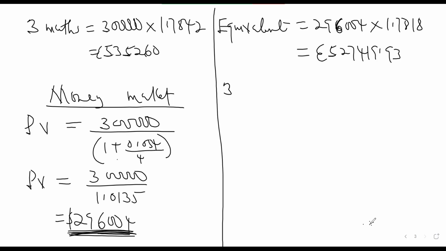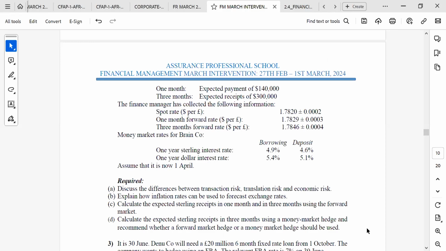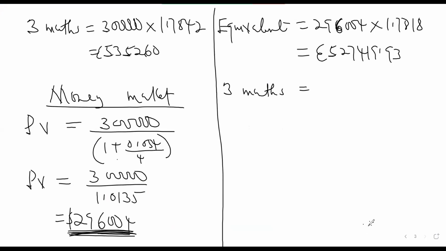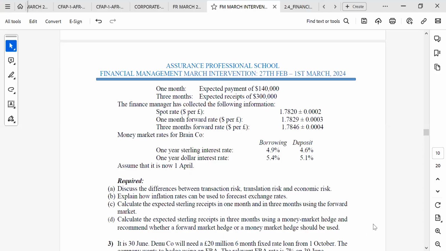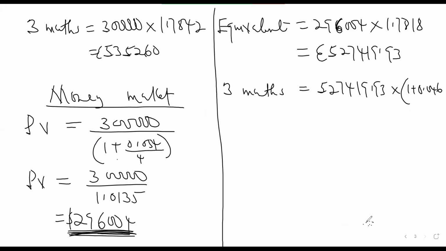So the company will now put this amount on a deposit for 3 months in the local currency. So let's go to the deposit rate for the sterling. That will be 4.6. So the deposit rate is 4.6 for the sterling. So they will deposit the amount for 3 months. So that will be 527,419.93 multiplied by 1 plus, let me look at the deposit rate, so 4.6. Okay. So that will be 0.046 divided by 4. Okay, that will be quarterly.